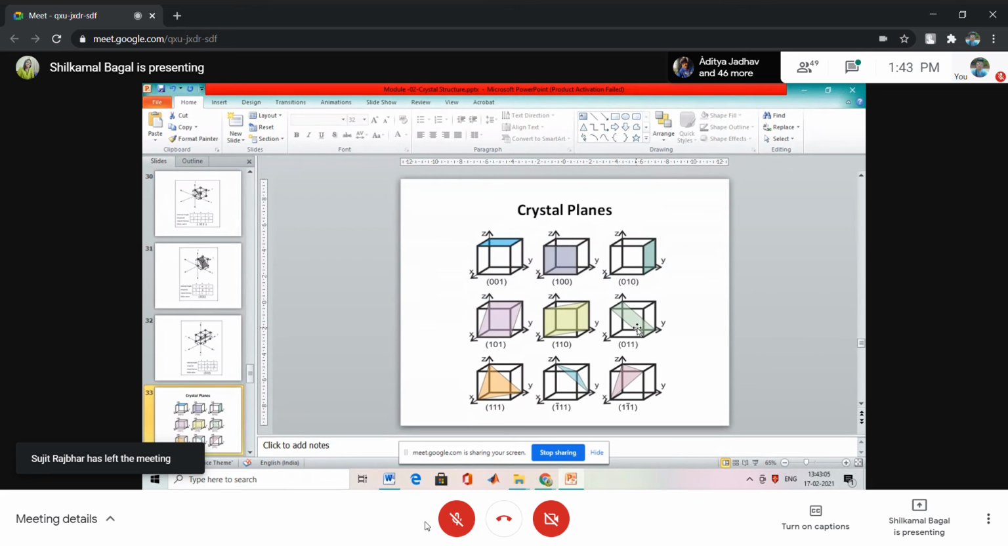The next one is 0, 1, 1. So how will 0, 1, 1 look? Intercept along the x-axis is infinity now, so it will not intersect the x-axis. Intercept along the y-axis is 1 unit. Along the z-axis is also 1 unit. So mark this corner and this corner, that is the y intercept and the z intercept. Join these 2 points. Draw the plane from this point parallel to x. This is parallel to x, right? X is here. So this is parallel to x. This is also parallel to x. And again join these 2 points and show it by shading. So this is 0, 1, 1.